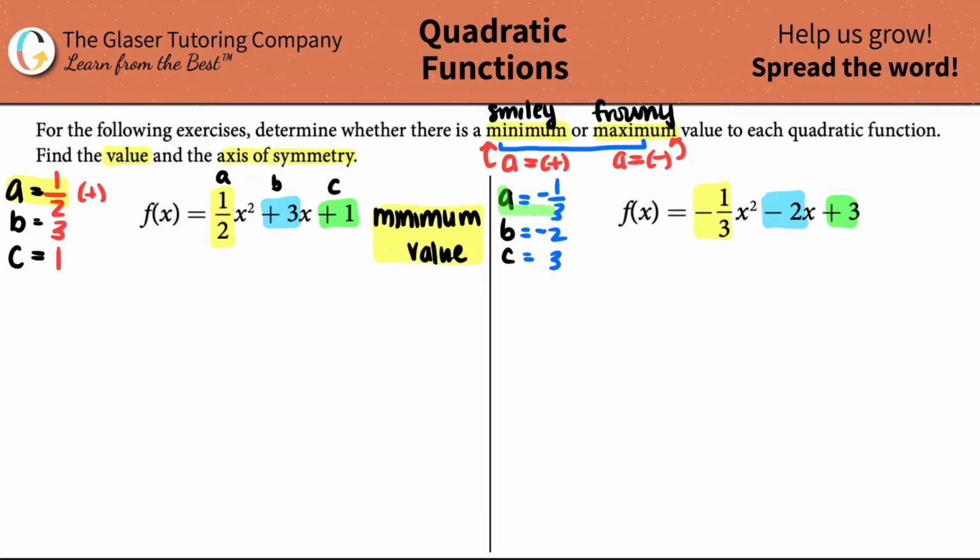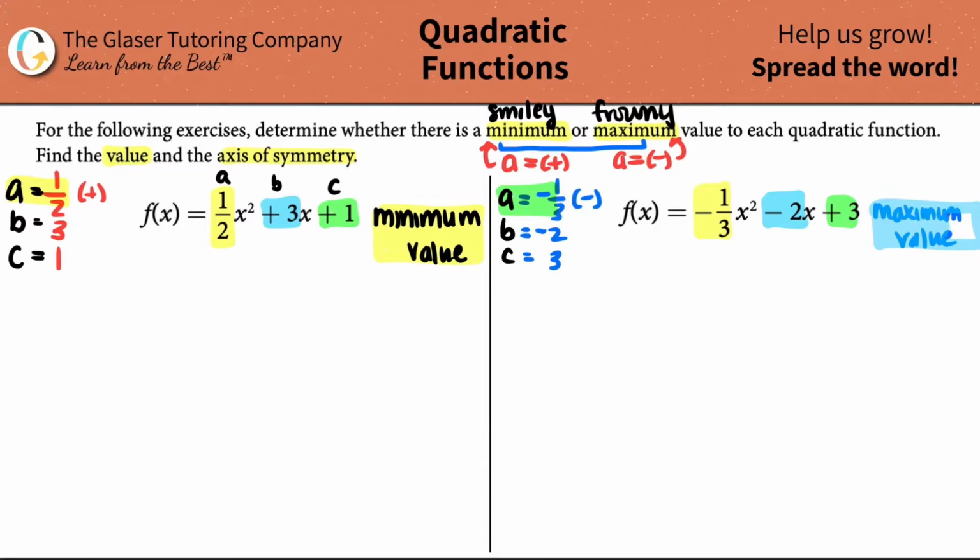Look at the a value to give you context of whether you have a min or a max. You have a negative value here, so negative goes with the frowny. This graph would look like this, and you would have a max value. So I'm just going to write that over here. We have a maximum value for this. Okay, so we answered 1 out of the 3 questions.